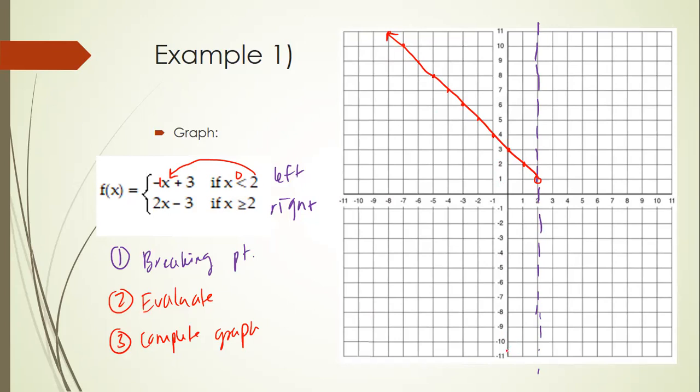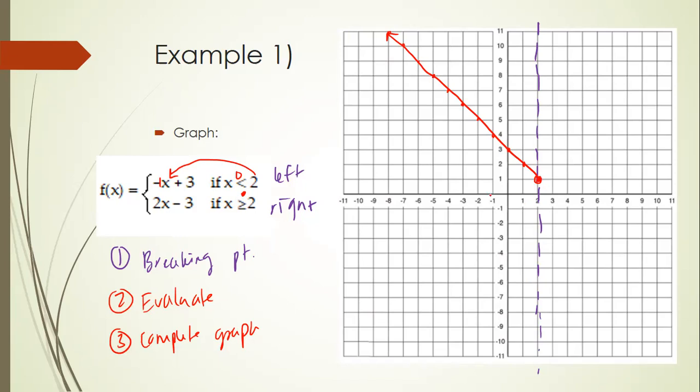Okay. And then I'm going to repeat the same for the right side. So for the right side, I plug 2 in. What is 2 times 2? What's 4 minus 3? 1. Am I going to have an open or closed circle at 1? It's going to be closed. So I go to 2, and now I go back to 1, and now I'm going to close it.